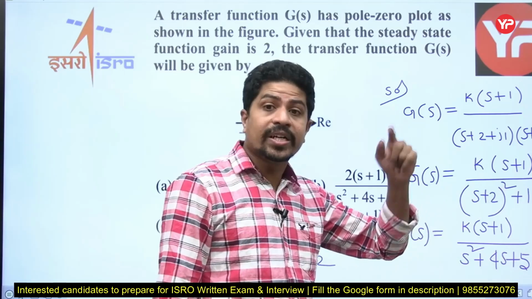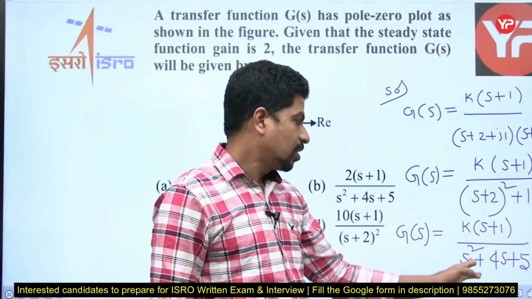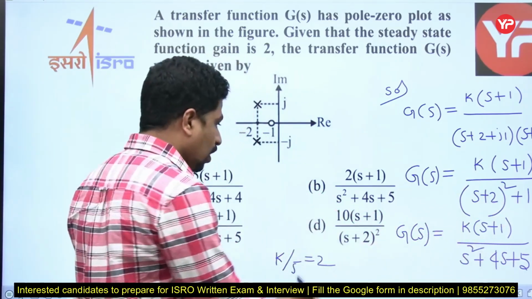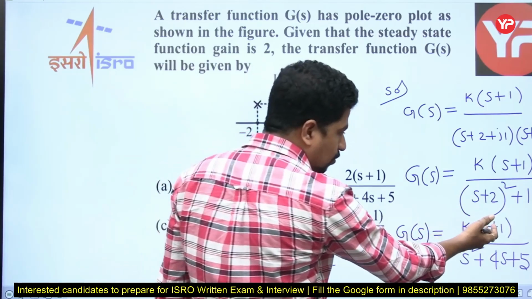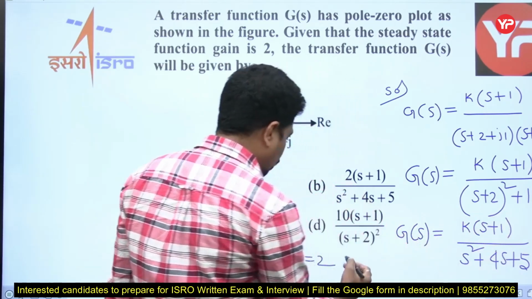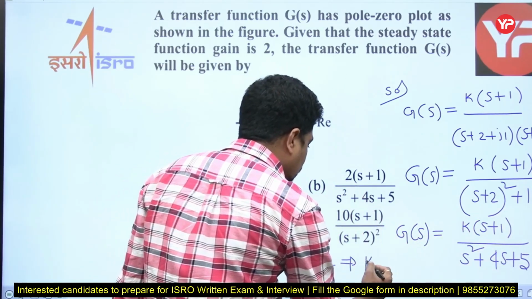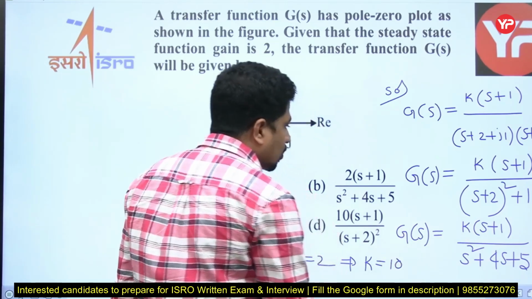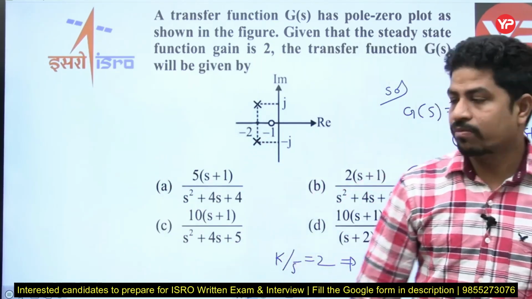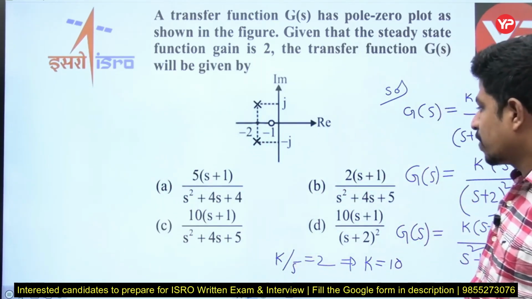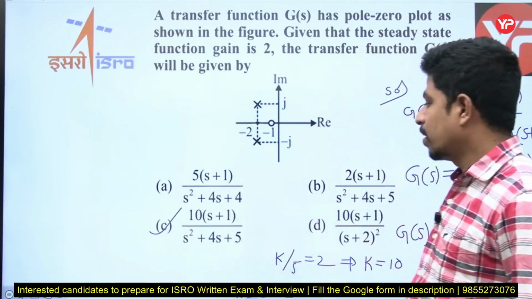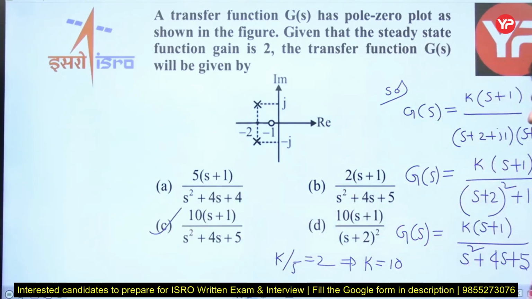The initial value is t tends to 0, s tends to infinity, right? Steady state means final. Okay, k, why? Because if you put s is equal to 0, k by 5 is equal to 2. That implies k is equal to 10. So 10 into (s plus 1) by (s square plus 4s plus 5). Option is C. C for Chennai, right?